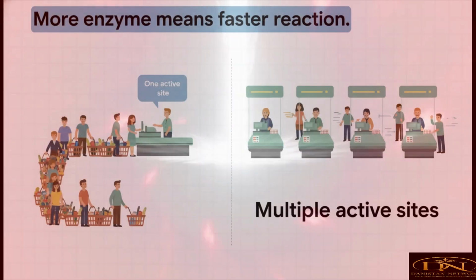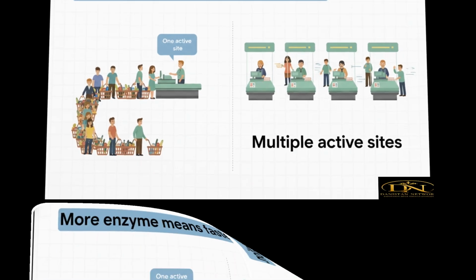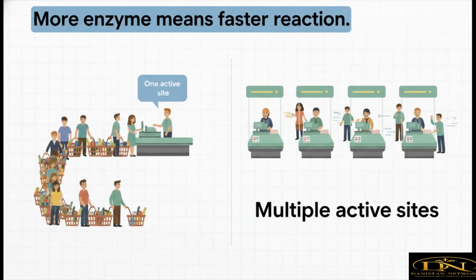So first up, let's talk about the enzyme concentration. A great way to think about this is like checkout lanes at a grocery store. The active sites are the lanes, and the customers are our substrate. If you've got tons of customers waiting, what happens when you open more lanes? The whole process gets faster, right? It's a really simple, direct relationship.